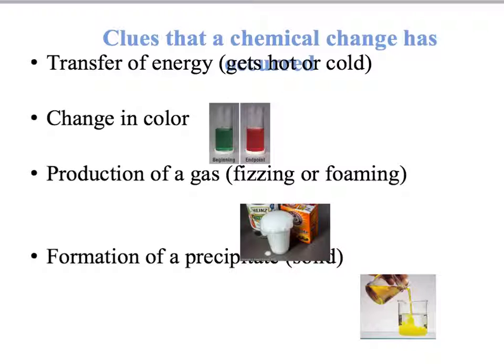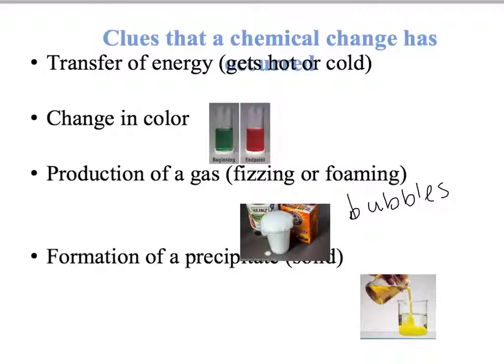So in that case, it's going to be a chemical change. Not always is a color change a chemical change, but for the most part it can be. If you have any kind of fizzing or foaming or gas being produced, so if you mix vinegar and baking soda, for whoever's done that, lots of bubbles form. So when bubbles form, that's telling you that a chemical reaction has occurred.